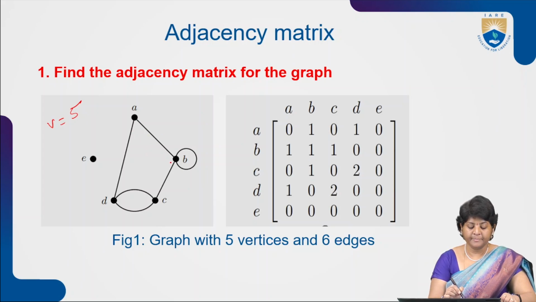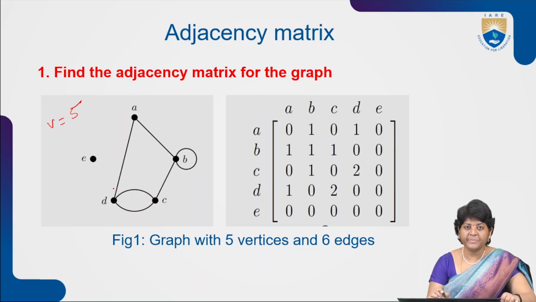So A to B connection is there, B to C, C to D is there. Here there is one loop and two connecting edges. So this indicates the multi-edge, and D to A is there. Vertex E is isolated, so there is no connection for E to any other vertex. Now how will we represent the adjacency matrix for the given graph? There are 5 vertices, and here I and J are vertices.